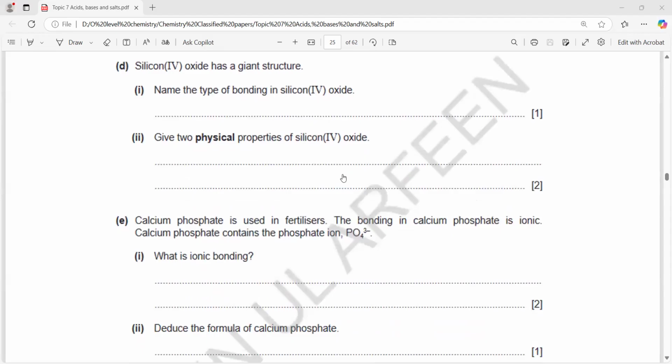The next is: silicon(IV) oxide has a giant structure. Name the type of bonding in silicon(IV) oxide. What kind of bonding does silicon(IV) oxide have? It is not a type of bonding. Type of bonding, you have learned.